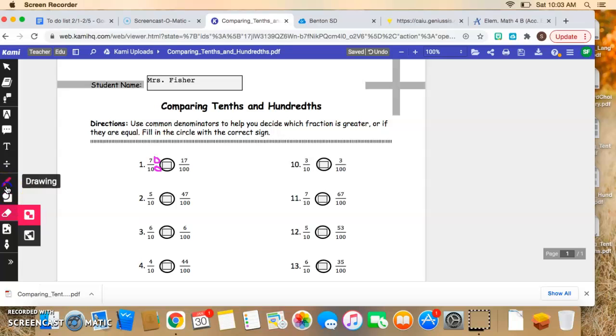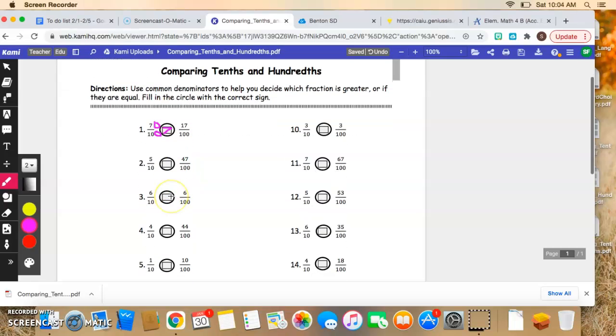Now we need to tell if it's greater than, less than, or equal to. So I always think of an alligator mouth. The alligator wants to eat that bigger number. So 70 and 17 is what we're comparing, because our denominators are now equal, 100. So 70 is greater than 17. So 70 hundredths is greater than 17 hundredths. Okay, let's go to 2.